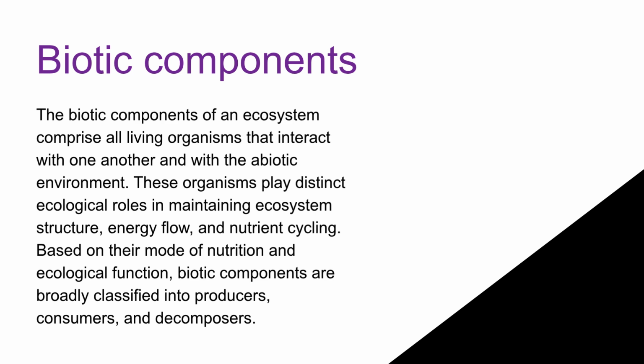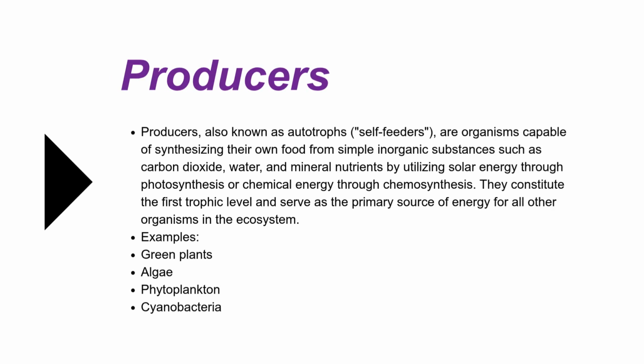Producers. Producers are also known as autotrophs because they prepare their own food through a process called photosynthesis. And this has a formula: 6 molecules of carbon dioxide combine with 6 molecules of water and produce 1 molecule of sugar and 6 molecules of oxygen, and they hold the first trophic level.